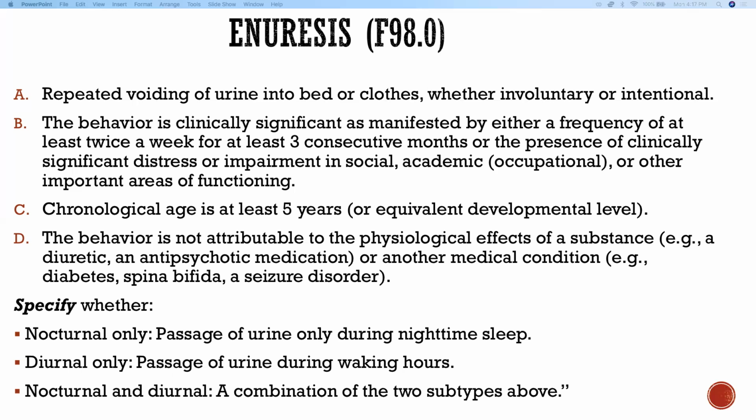The nocturnal and diurnal subtype is also known as non-monosymptomatic enuresis. During nocturnal enuresis, occasionally the voiding takes place during REM or rapid eye movement sleep, and the child may recall a dream that involved the act of urinating. During daytime enuresis, the child defers voiding until incontinence occurs.